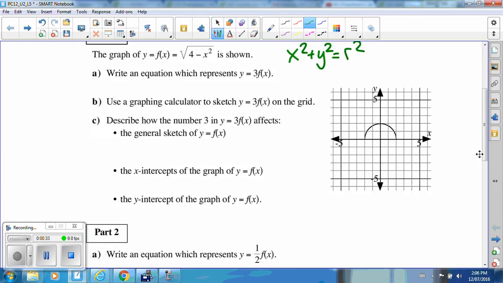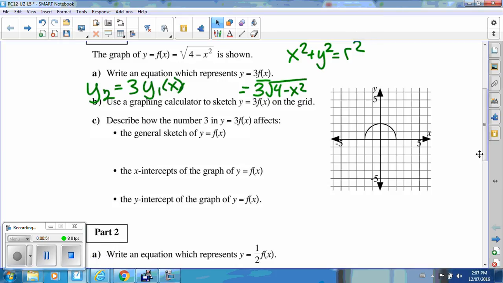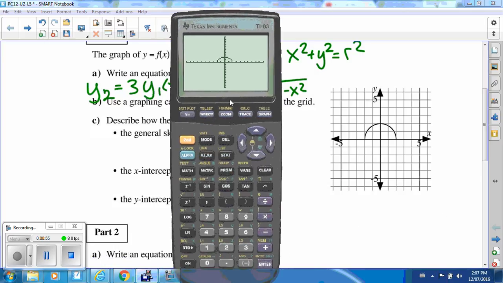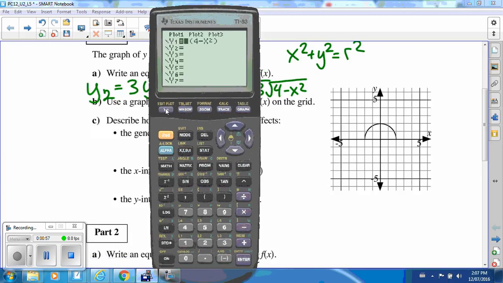Again, they continue asking us to write the equation that represents this. There's going to be 3 outside 4 minus x squared, but I'm going to suggest that we just do this: y2 equals 3 times y1, and just leverage our calculator's ability to do function notation for us. So I'm going to go through these here. Feel free to pause this and do these experiments on your own, but I'm just going to rock these through.